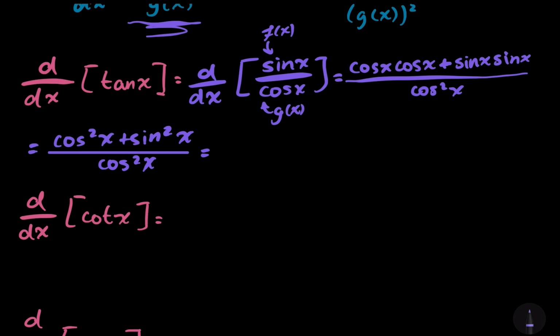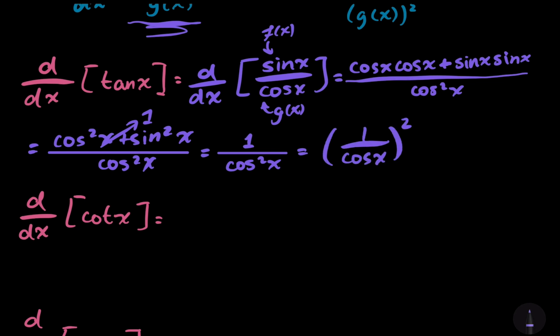Then we can rewrite cosine squared of x plus sine squared of x. We know from the Pythagorean identity that this is just equal to 1, right? So we get 1 over cosine squared of x. Again, this just comes from the Pythagorean identity. We can rewrite 1 over cosine squared of x as 1 over cosine of x, squared. And we know that 1 over cosine of x is just secant of x. So here we get secant squared of x as our derivative. So that is the derivative of tangent of x.